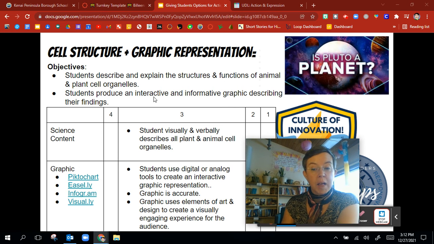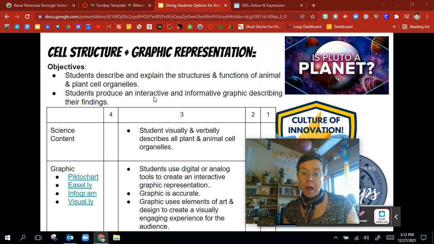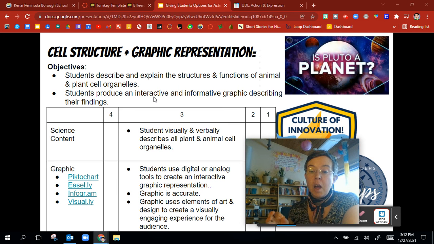And I'm not sure if it's a planet now or not, but I can pick up my phone and I can look that up. So I don't need students to memorize whether or not Pluto is a planet. I need students to be able to research whether or not Pluto's a planet. They need to know good sources from bad sources, and they need to be able to communicate their information to me in an efficient and engaging way.